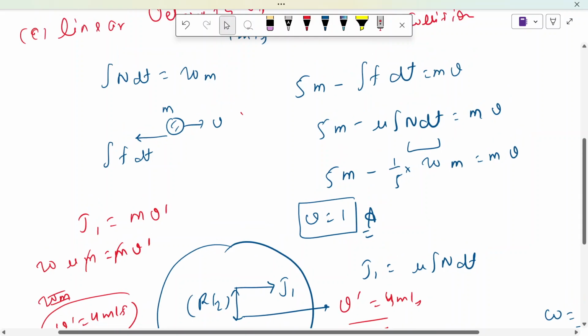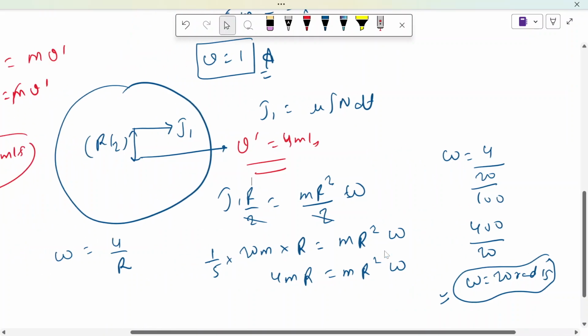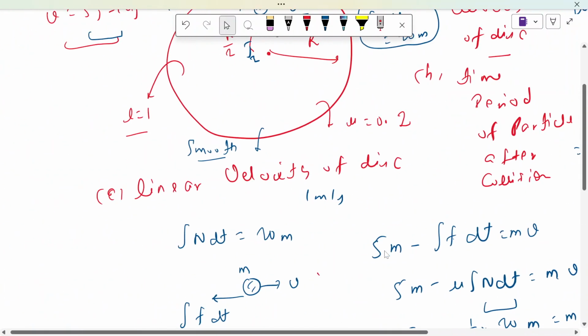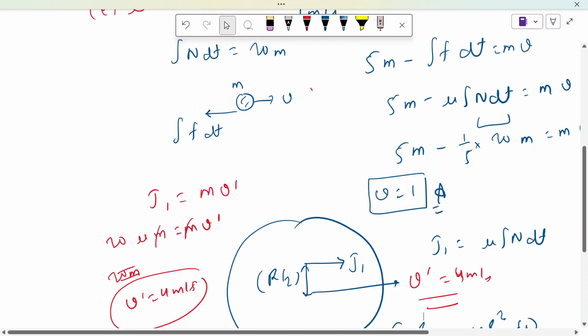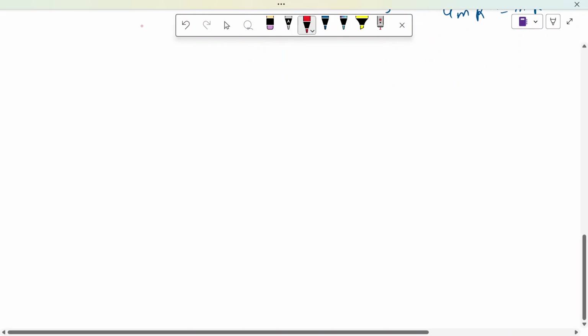Fine. And then this v is the velocity of the particle. Okay. So I think this is clear now. Let's move on to another question. Another question is from rotational motion. Let's solve an easy problem first, then we move on to another one.